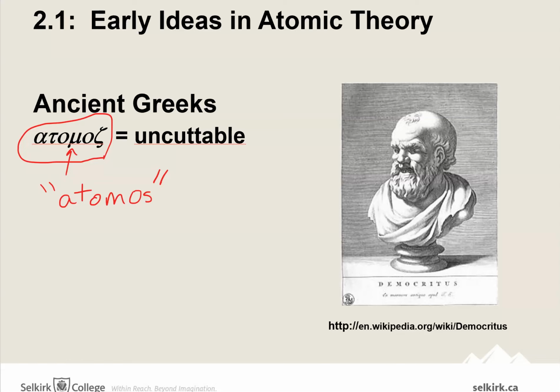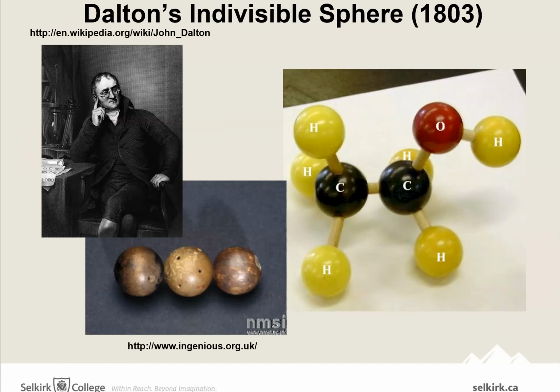Now that's an inspired thought, but it doesn't count as science because science is based on data. It's based on experiment. It's empirical. So we're going to jump ahead to the first modern model of the atom proposed by John Dalton here in 1803.